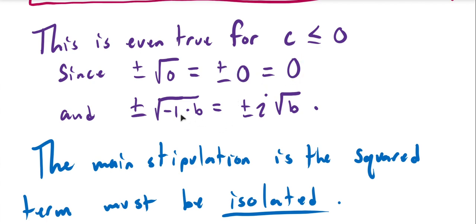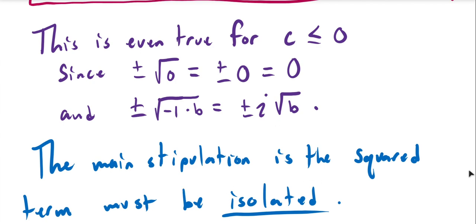Also for negatives, because you can just factor an i out of the square root if it's a negative argument of the square root, and then you have plus and minus i radical whatever positive number is left inside. So the conjugate as well is a root here, just like we saw before.